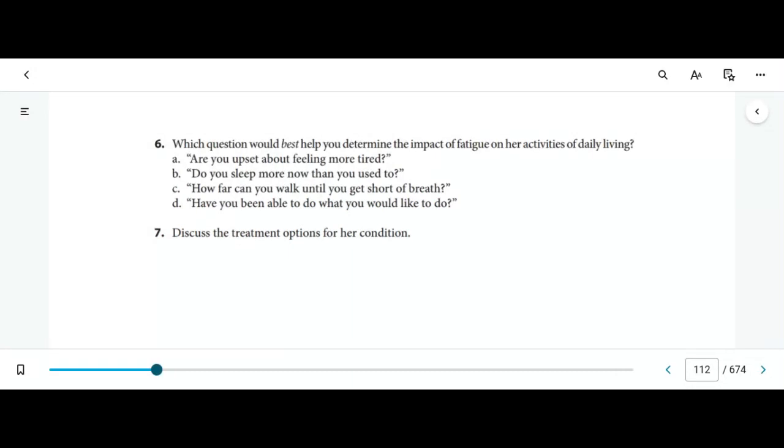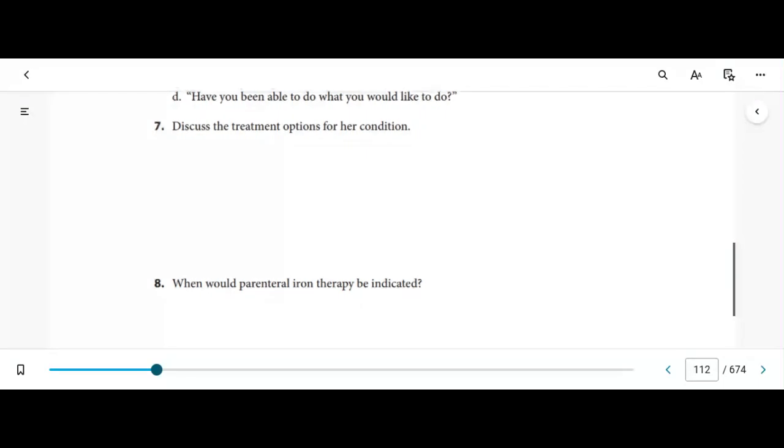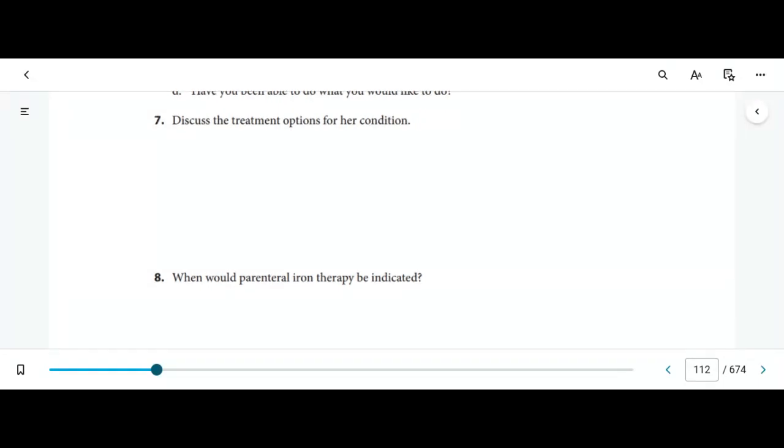So I would probably argue that D would be a better question to ask. I mean, maybe she doesn't get short of breath when she walks, but it's more like, are you able to do the things that you would like to do? Maybe she doesn't want to walk very far, or maybe she just walks around her house and then to her car, and that's about it. But D would be a better way to get a more complete feel as to what's going on with her. Everybody with me?